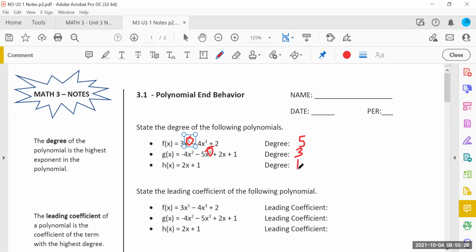Does everybody think if you were looking at a polynomial like this, you could say what the degree is? Yes, no. And hopefully, again, that one's pretty straightforward.